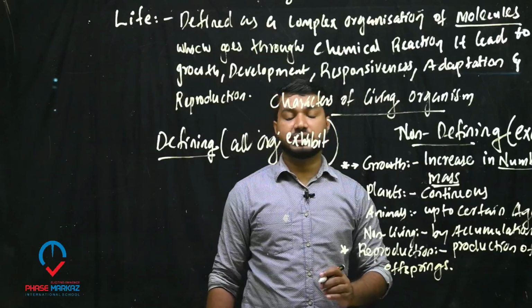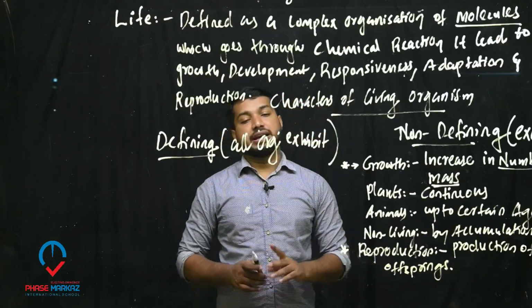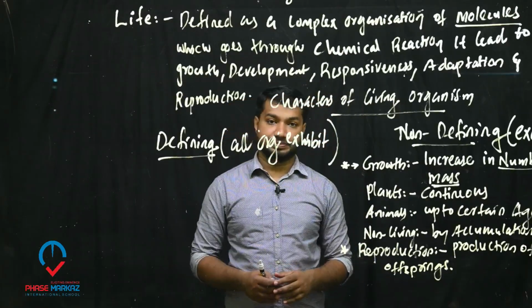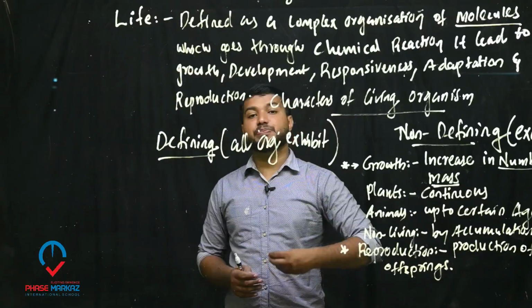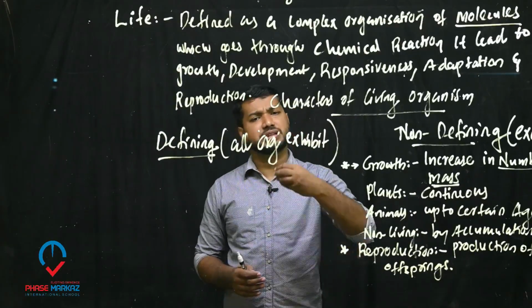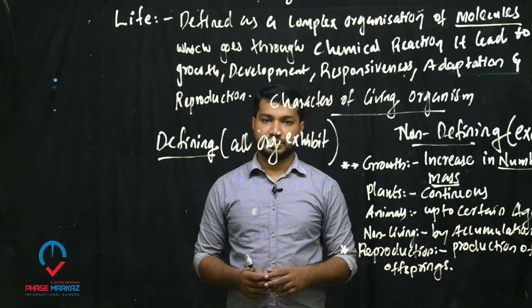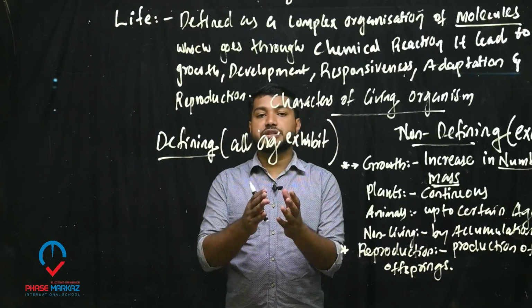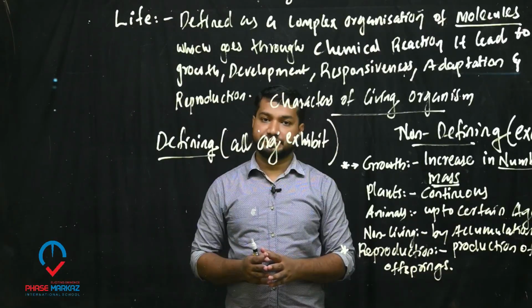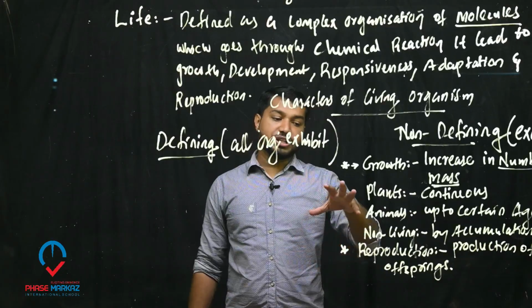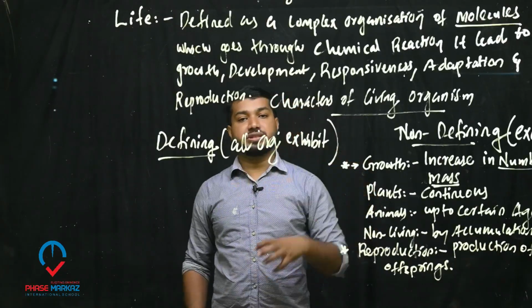Production of offsprings is considered as reproduction, right? Produce the progeny, offsprings, that's nothing but the children. You all are the offsprings of your parents, right? So reproduction means the production of offsprings.